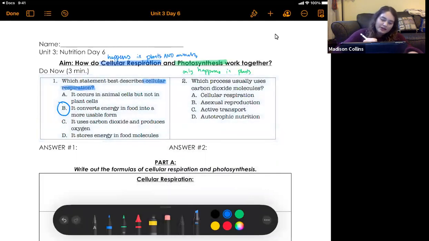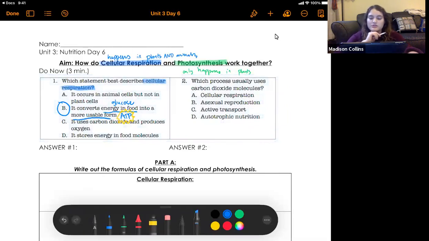So when we're talking about energy and food, we're likely talking about glucose. So glucose goes into the mitochondria and turns it into a more usable form. And that form is ATP, right? We've talked about that cellular energy. ATP is energy that the cell is able to process. So cellular respiration uses glucose to produce ATP.